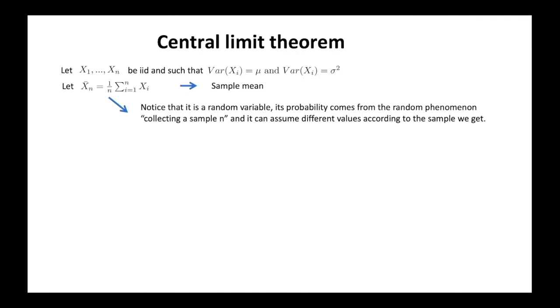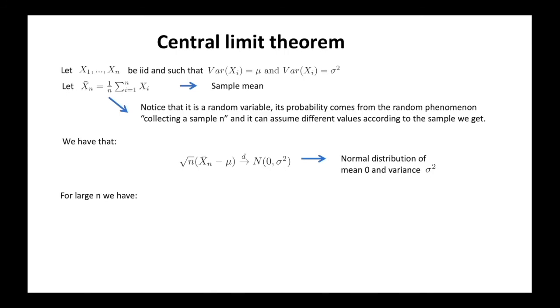Then the central limit theorem says that as n increases, the distribution of the sample mean minus the mean, multiplied by the square root of n, will become similar to a normal distribution of mean 0 and variance sigma squared. From this follows that when we consider large n, the distribution of the sample mean can be approximated by a normal distribution of mean mu and variance sigma squared over n. It is a very powerful result, because no matter what the distribution of xi is, the sample mean will follow the normal distribution. Let us fix the concept with an example.